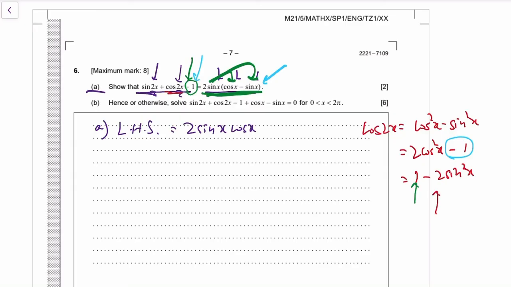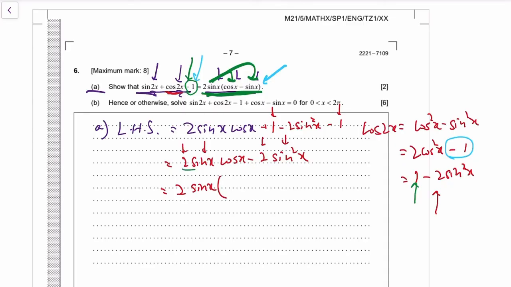Alright, so we will choose the third one for the cosine 2x. So it's 1 minus 2 sine square x minus 1. So again, this 1 and minus 1 cancel out. So we have 2 sine x cosine x minus 2 sine square x. This is where we factorize. We take out the 2, take out the sine x, which are common. So for the first term, what's left is cosine x. For the second term, what's left is a sine x. So that's what they want.